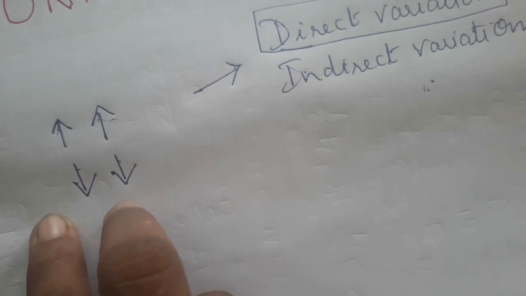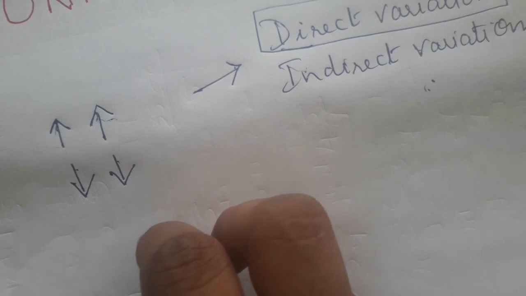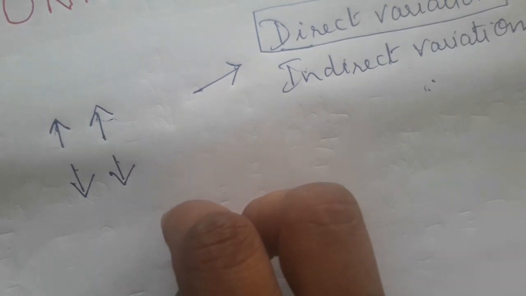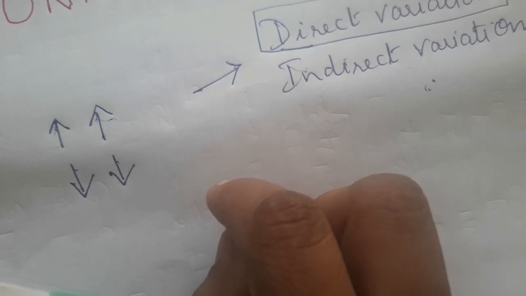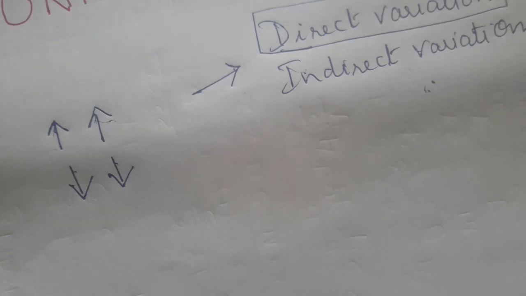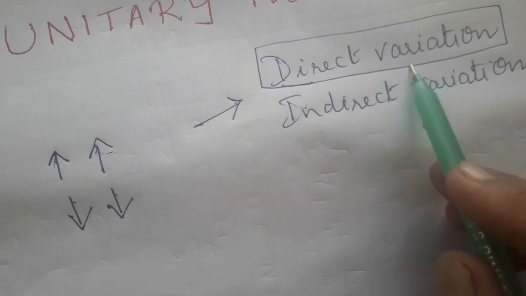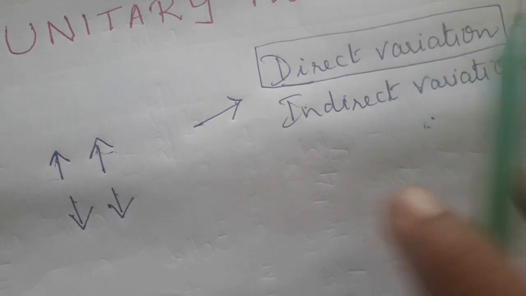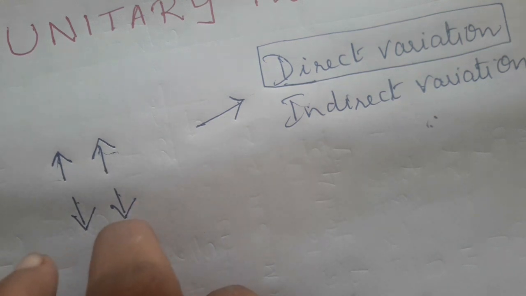For example, the more money you have, the better the luxury you have. Or say, with less manpower, less work can be done in the same time, right? So, as I said, we are just going to focus on direct variation where either both the quantities will increase or both the quantities will decrease.